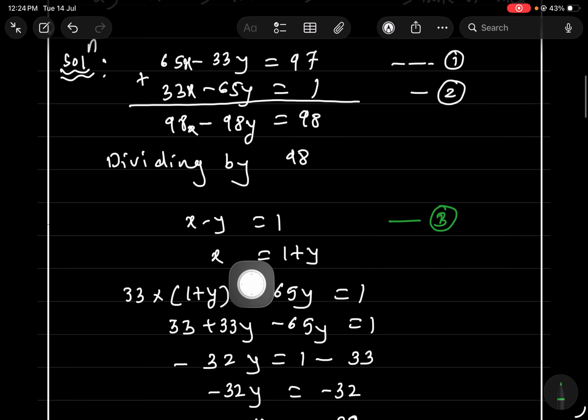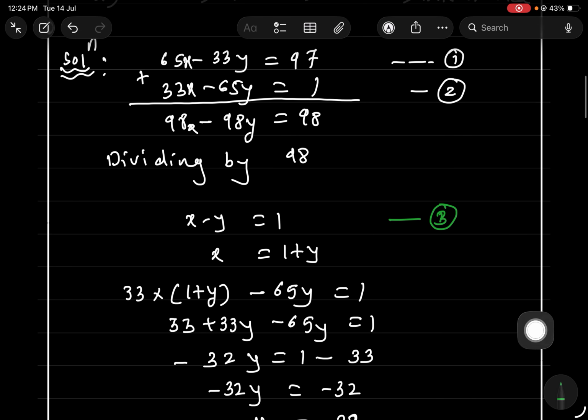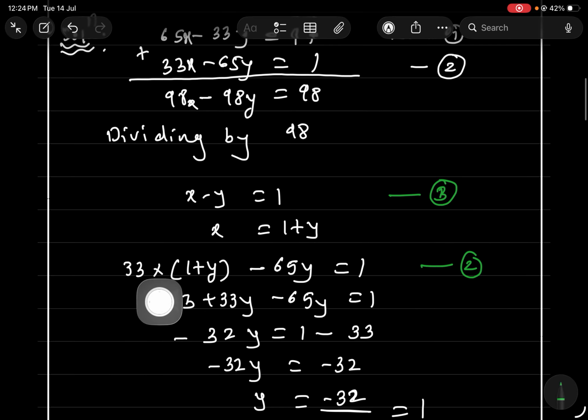Now put this value of x in equation second, that is, in equation second this value is substituted. So 33 times x, where x is 1 plus y, minus 65y equal to 1. The bracket is there, so you have to multiply by 33. 33 into 1 is 33, plus 33y minus 65y equal to 1. Here 33y minus 65y, subtraction is coming, so we give the sign of the bigger number, minus 32y.